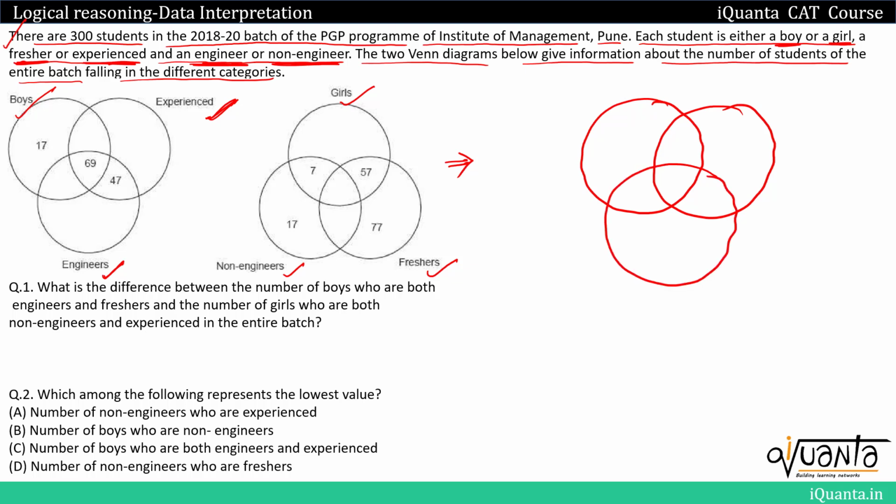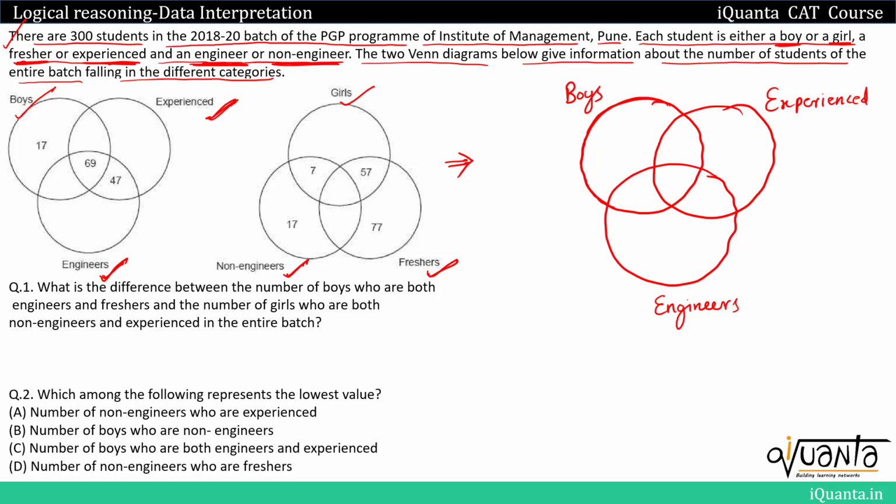Now among each category, like we have engineers and non-engineers, freshers and experienced, boys and girls, we'll be taking only one category. So one of the set will belong to boys and will not consider the other set, that means set of girls. Then let me take this set as experienced and I won't be taking the set of freshers now. Let me take one of the set as engineers and I won't be taking the set of non-engineers.